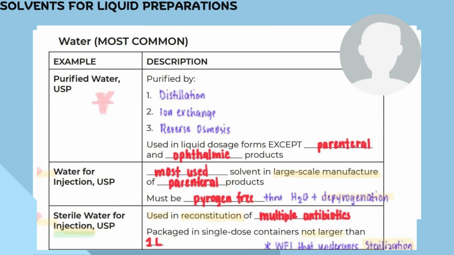Okay, now let's have the solvents for liquid preparations. So when we talk about solvents, remember that these are the liquid vehicles used to dissolve or carry the active ingredients in liquid dosage forms. Among all the solvents, water is the most common because it is safe, cheap, and physiologically compatible with the body. Now let's go through the different types of pharmaceutical water used as solvents and their specific purposes.